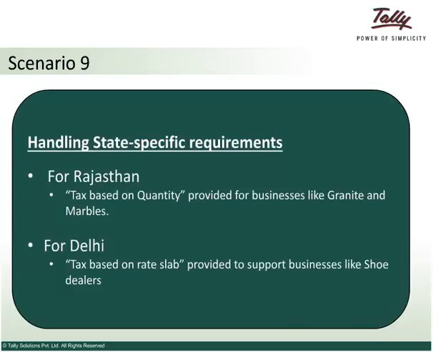Release 5.0 has been uniquely designed to handle some state-specific requirements. For Rajasthan, tax based on quantity is provided for businesses like granite and marble, where tax is calculated as per square feet of marble or granite. Similarly, in Delhi, tax based on rate slab has been provided to support businesses like shoe dealers, where VAT is 0 if rate of shoes is below Rs 500. However, there is specific tax percent, which is charged on shoes whose rate is above Rs 500 per pair. Let us see how this requirement has been handled in Tally ERP 9.